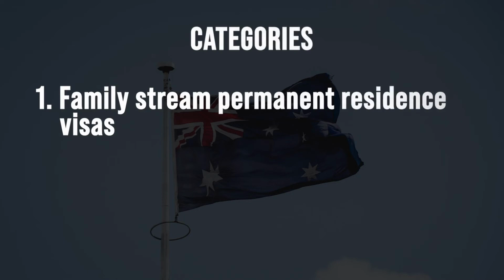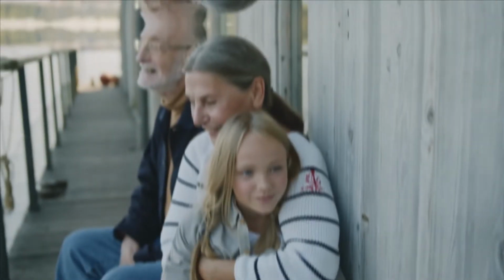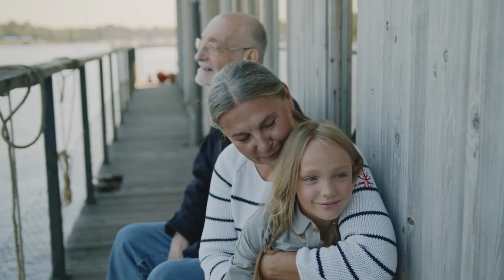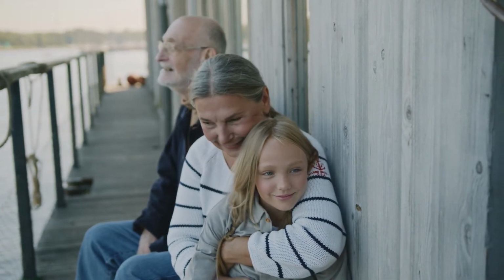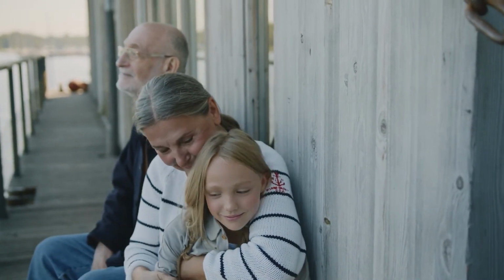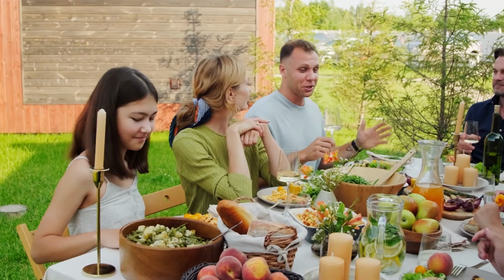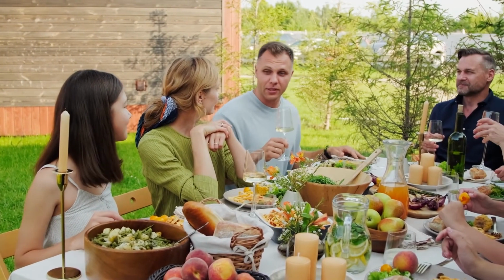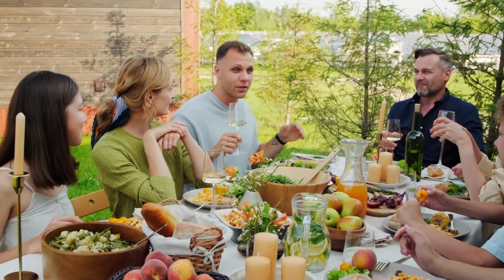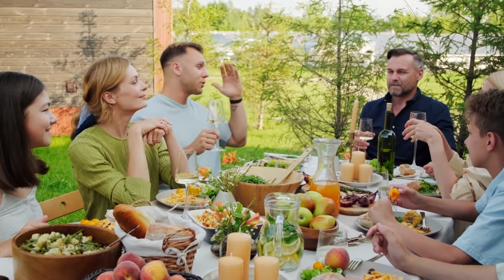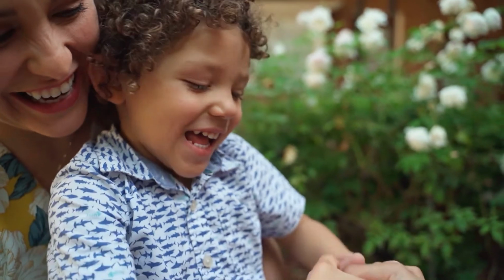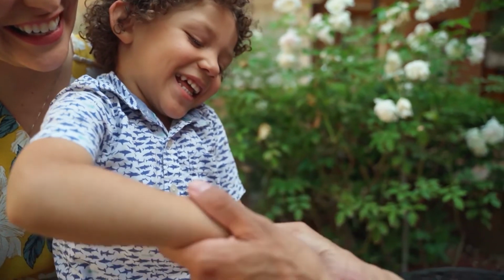Family Stream Permanent Residence Visas. This stream is for spouses, partners, children, or parents of Australian citizens or permanent residents. Under the family stream, you can migrate to Australia if your close family member is a citizen or permanent resident in Australia. The family stream gives preference to the spouse, partner, dependent children, parents of citizens, and permanent residents in Australia.